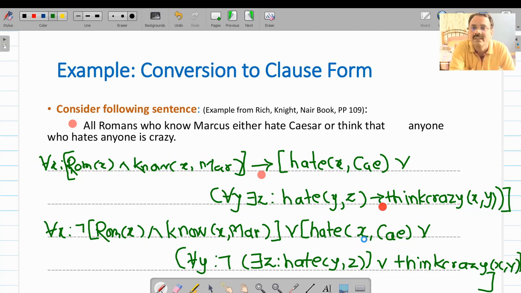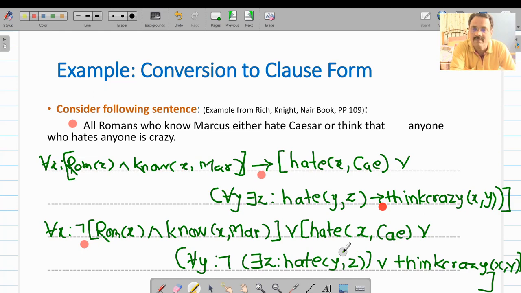Then apply step 2. Step 2 is reduce scope of not operators. Now find it out here. Scope of this first not is both these predicates. So you reduce its scope by applying De Morgan's law. So this will become not for all x as it is, not Roman x, and will become or not knows x Marcus. Then this will be as it is. Now the scope of this not is for both this, there exists z as well as hate. So apply De Morgan's law, that will give you for all y. This will become for all z, not of hate y z, and the remaining formula as it is.